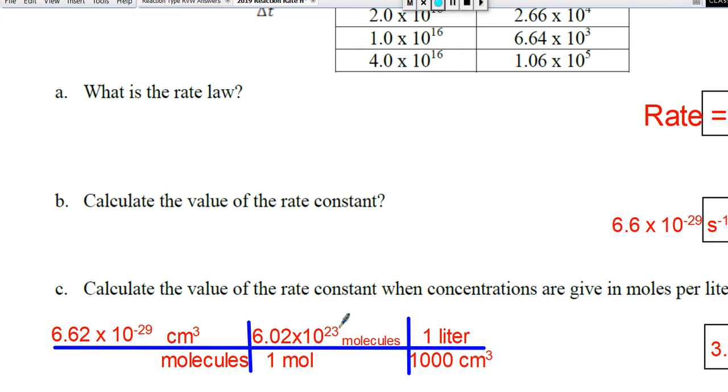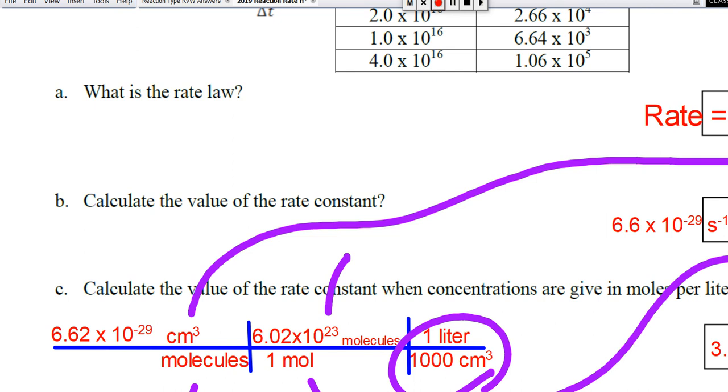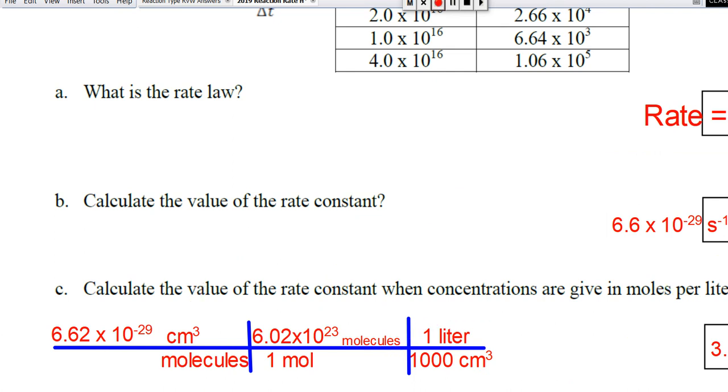We have cubic centimeters on top. This is molecules to the -1, so that's really on bottom. And we're trying to change it into units similar to molarity. So I had to get rid of molecules using Avogadro's number and converting it to moles. And then I had to use the relationship between cubic centimeters and liters there. If you don't know, a cubic centimeter is actually a milliliter.